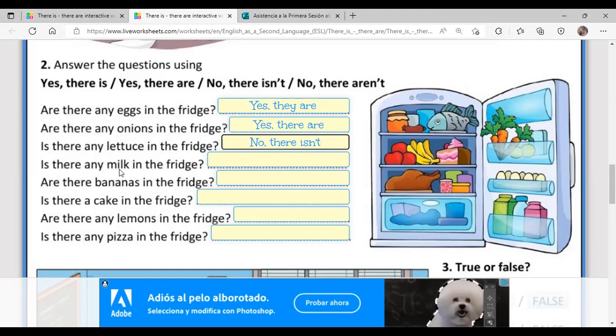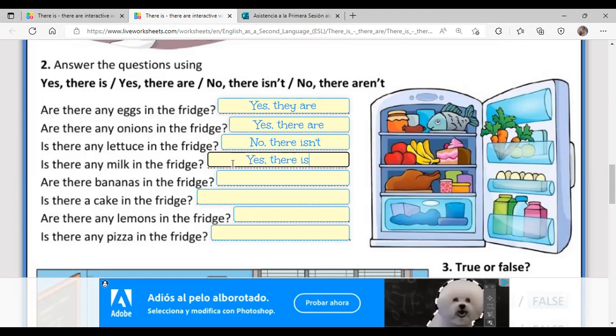Y los sustantivos no contables también se llevan con there is en singular. Pero en este caso, bueno, lo tenemos en pregunta. Is there any milk in the fridge? ¿Hay leche en el refri? Creo que sí, ¿no? Entonces decimos, yes, there is.